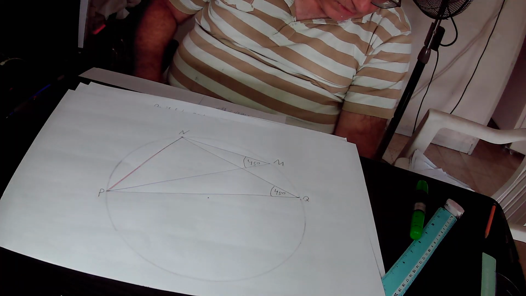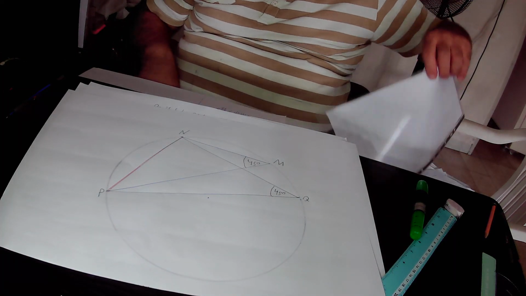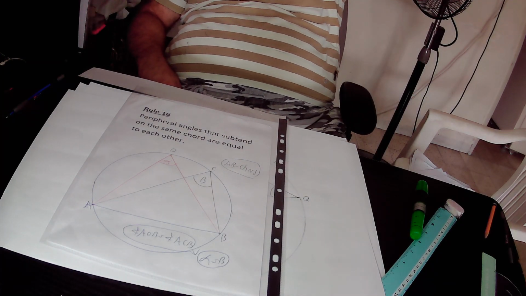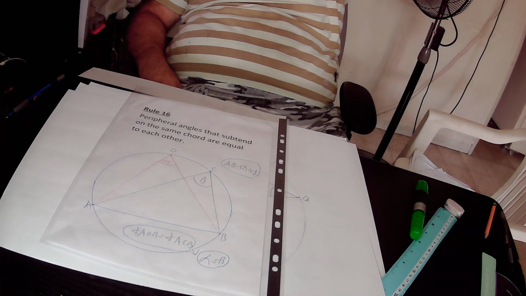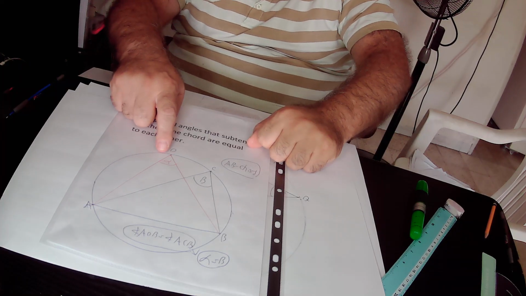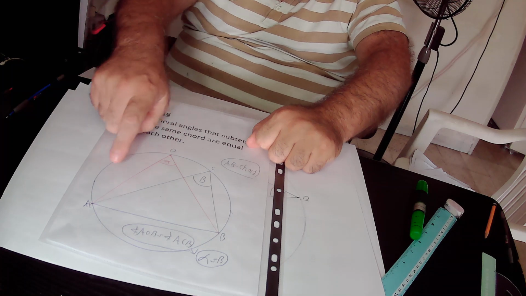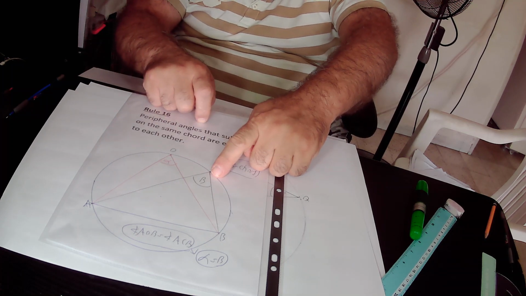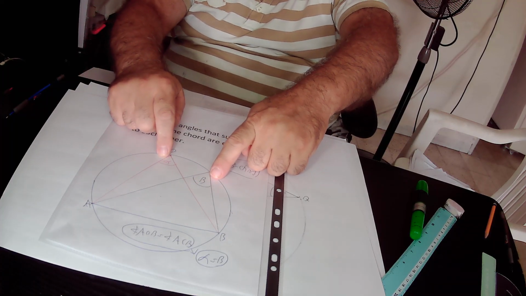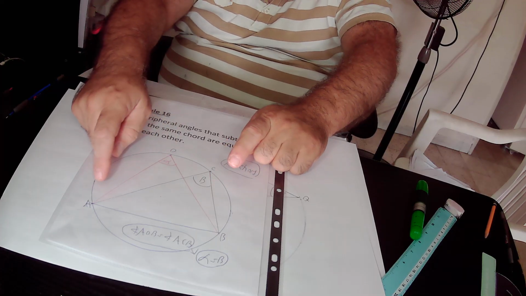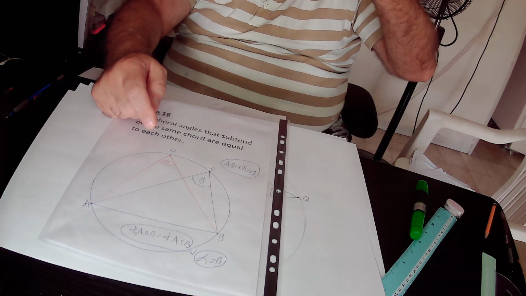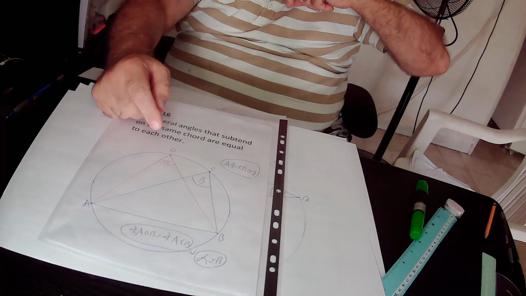Let me quickly repeat rule 16. According to rule 16, peripheral angles that subtend the same chord are equal to each other. So now you have a circle, and this is peripheral angle AOB that subtends chord AB. Likewise, this is peripheral angle ACB that subtends the same chord AB. Because those two peripheral angles subtend the same chord, they are equal to each other in their sizes. That is to say, peripheral angle AOB equals peripheral angle ACB, or alpha equals beta.